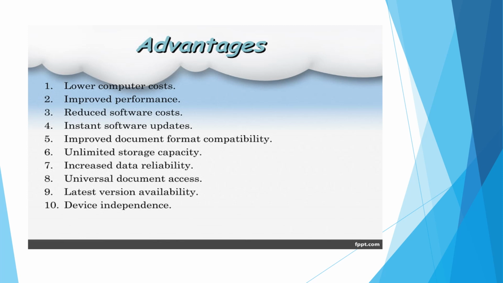Second one, improved performance. Third one, reduced software cost. Fourth one, instant software updates. Fifth one, improved document format compatibility. Sixth one, unlimited storage capacity. Seventh one, increased data reliability. Eighth one, universal document access. Ninth one, latest version availability. Tenth one, device independence.